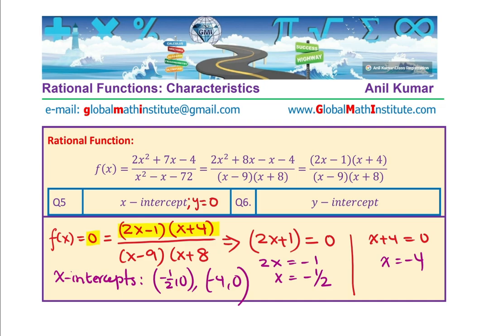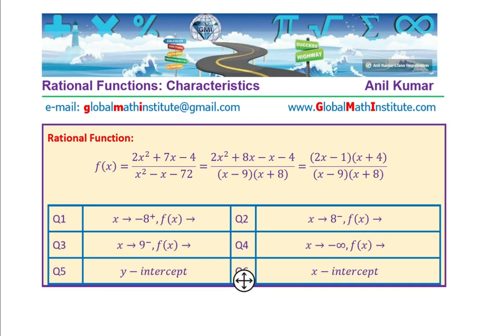Now, how about y-intercepts? To find y-intercepts, we can just substitute x equals 0. So let me change the ink. Y-intercept means x equals 0, right? So if I write x equals 0 in the function, I'm left with what? Let me do it on a fresh page, and we'll try to find the y-intercept.